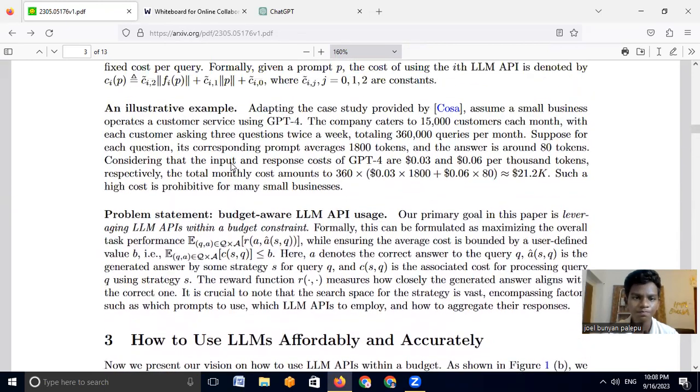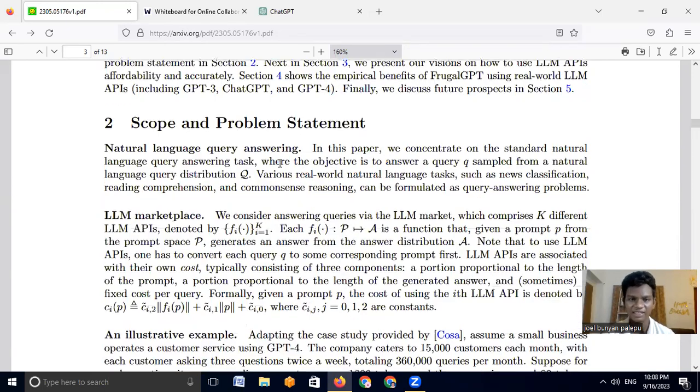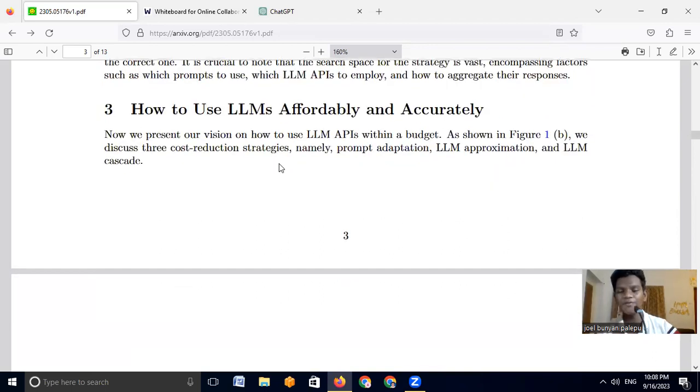So basically, that describes the problem statement. Language models are pretty high cost. We just saw a formula for how to calculate it. For about 300,000 prompts, it took like $21,000 each month, which is quite high. So these models are of very high expense.